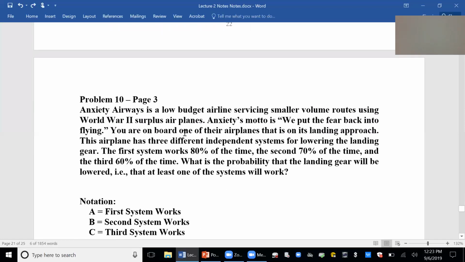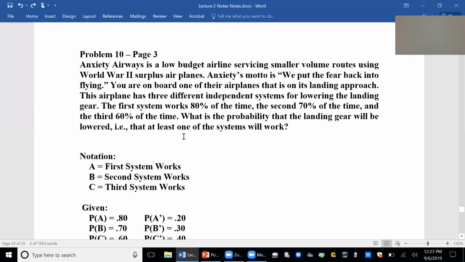Let's do an example here. Anxiety Airlines is a low-budget airline servicing smaller volume routes using World War II surplus airplanes. Anxiety's motto is, we put the fear back into flying. Yeah, I like that. You're on board one of their airplanes that's coming in for a landing approach.